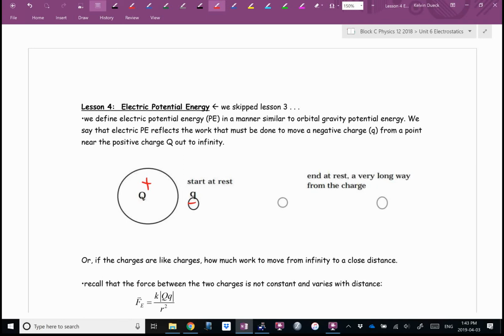Or the other way to think about it, don't write this down, if this was a positive charge, it would be how much work if I started at infinity and tried to push it inwards. So if I was starting with a positive charge, because like charges, I would have to be pushing and pushing, and the closer I got, the harder and harder I would have to push. I would have to be doing work, because if I let it go, it would want to fall. I would be adding energy to it.